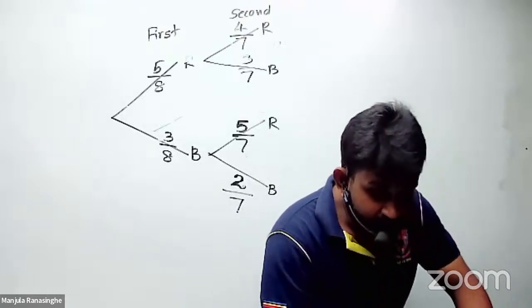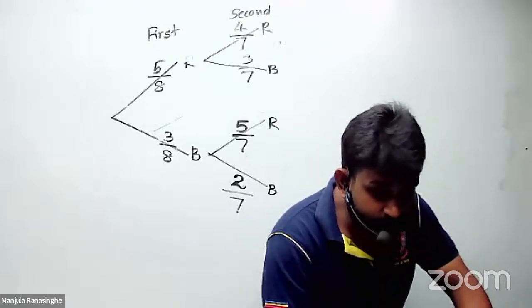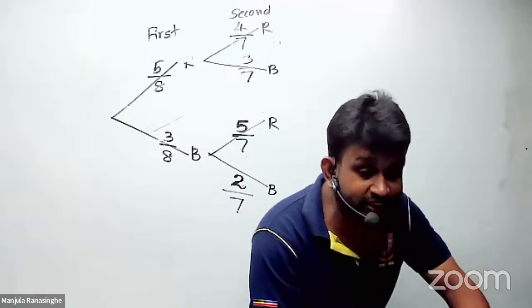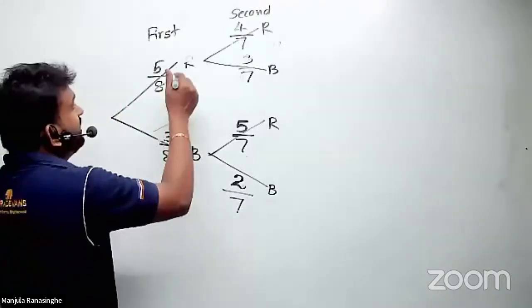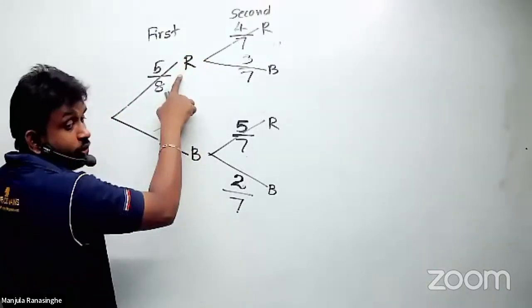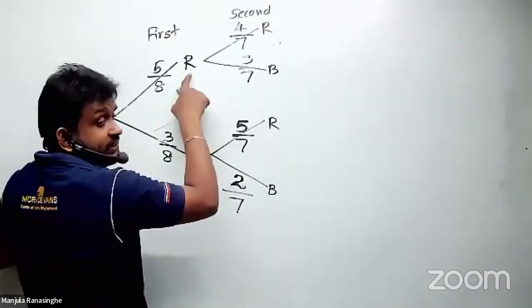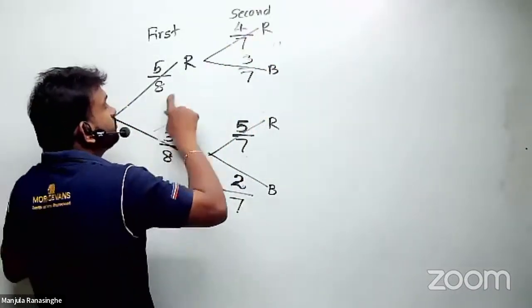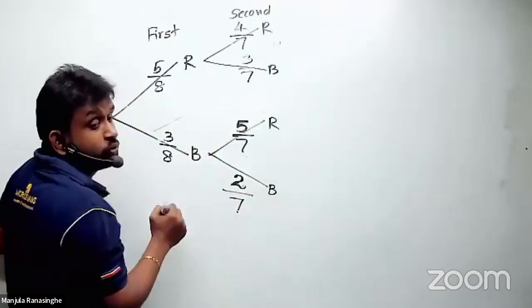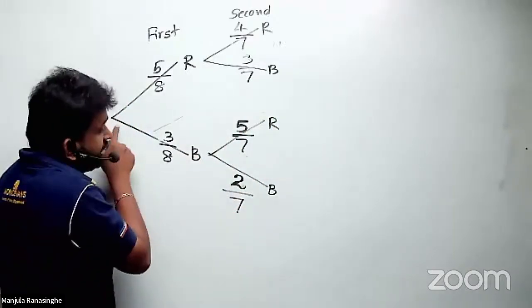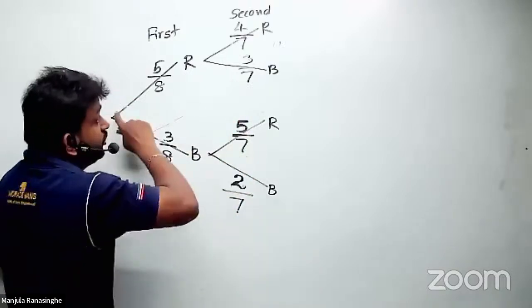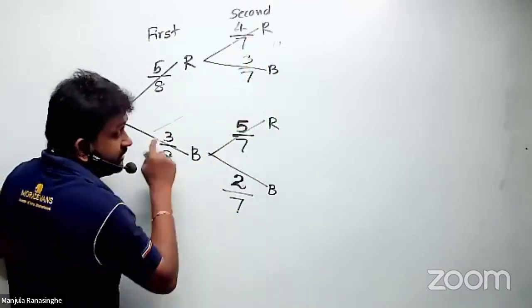Right. Using the tree diagram, find the probability of the first ball being red. They are asking only about the first ball being red. First ball being red, this is the starting point. So first ball red, then second ball may be red. That's fine. Then first ball red, second ball may be blue. That is also fine. But you cannot move to these 2 branches, these 2 paths. Only 4 paths are there in the tree diagram. This one, this one, this one, and this one.